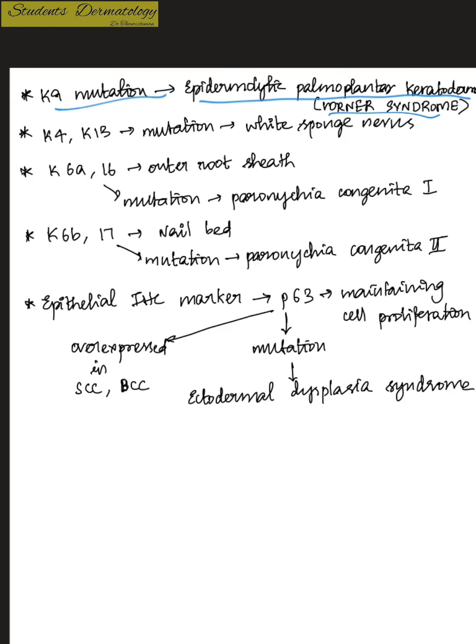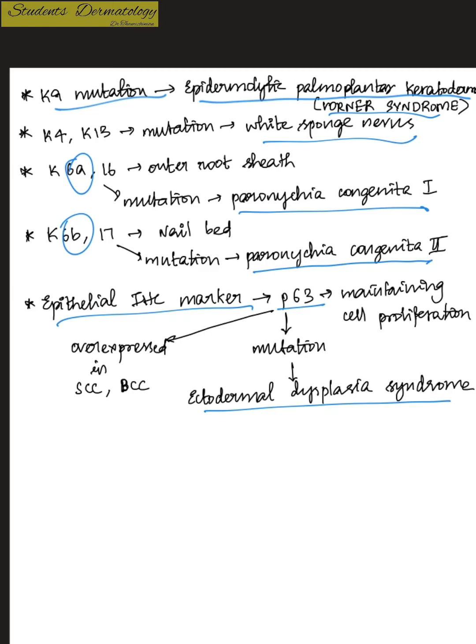Keratin 4 and 13 mutation can give rise to white sponge nevus, and keratin 6A and 16 mutation is pachyonychia congenita type 1, whereas keratin 6B and 17 is pachyonychia congenita type 2. So 6A is type 1, 6B is type 2. And the epithelial immunohistochemistry marker I mentioned already is p63. Its mutation can give rise to ectodermal dysplasia syndrome. This p63 is overexpressed in conditions like squamous cell and basal cell carcinoma.